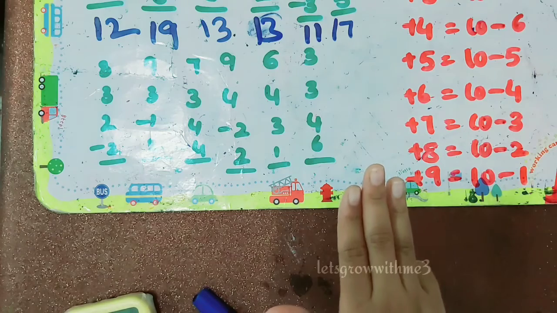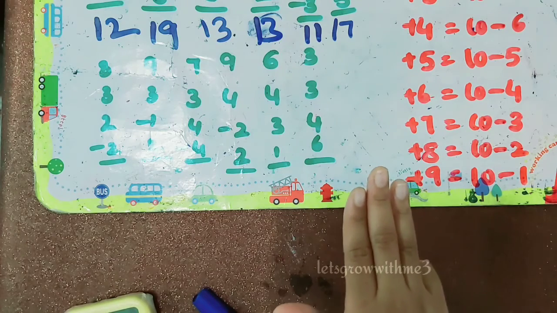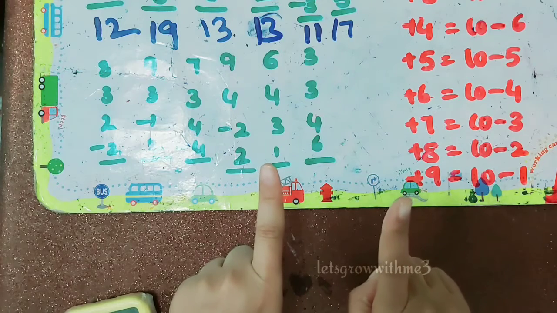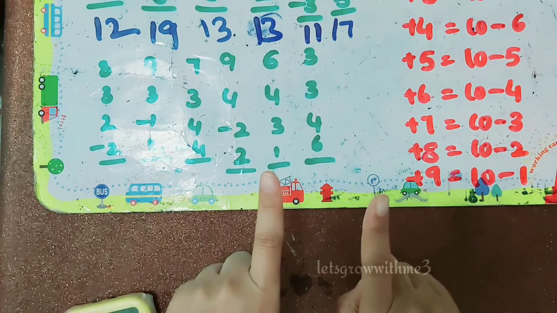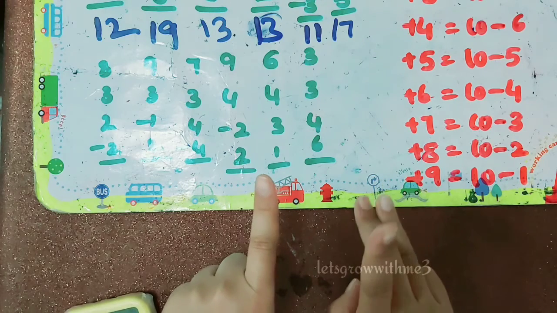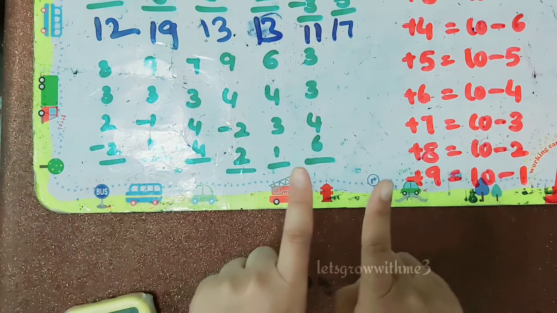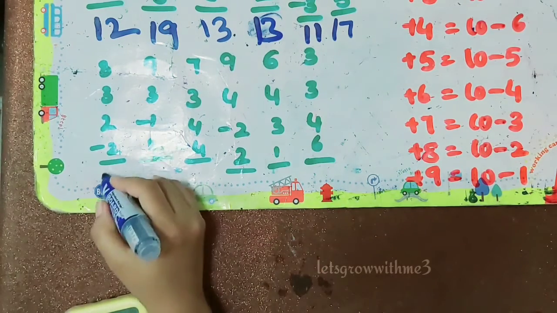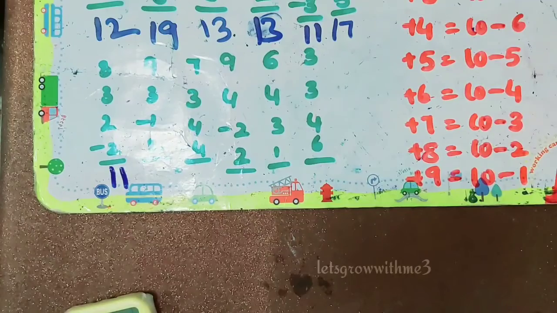Then again we need to add plus 2. So how to add plus 2? We can add using the direct method. Okay. Then minus 2. So subtract 2. Then the answer is 1, 1, 11. Next question.